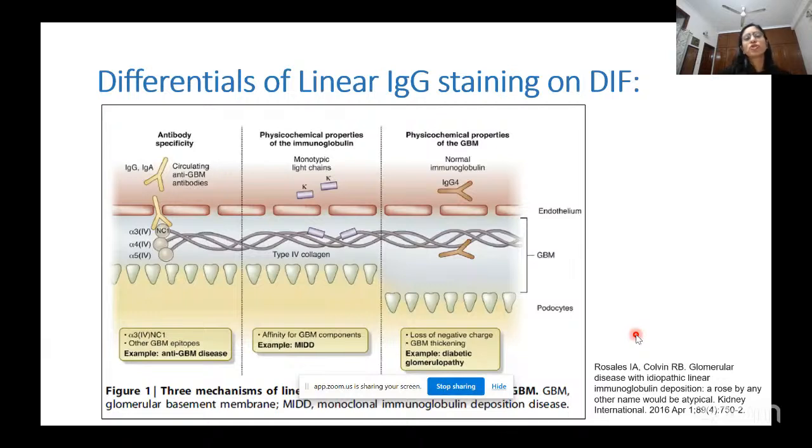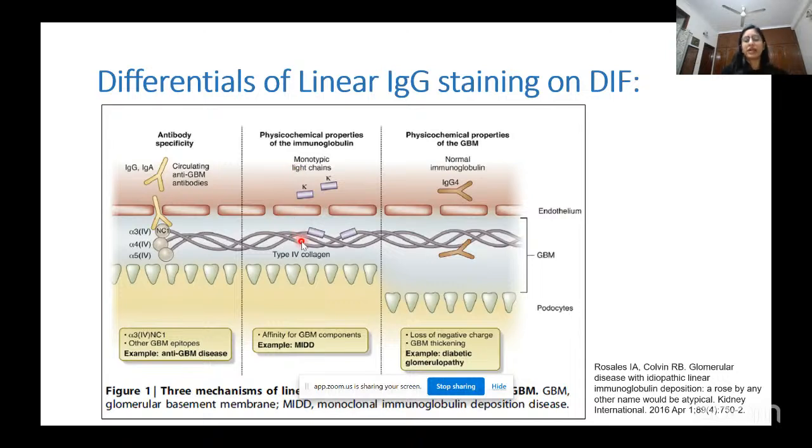Coming to the differentials of a linear IgG staining on IF, the first is, of course, the anti-GBM disease, which is caused by the circulating anti-GBM antibodies, which go and get deposited here. The second is a monoclonal deposition disease or an MIDD, where there are physiochemical changes in the GBM and there is an affinity of these monotypic light chains which go and get deposited.